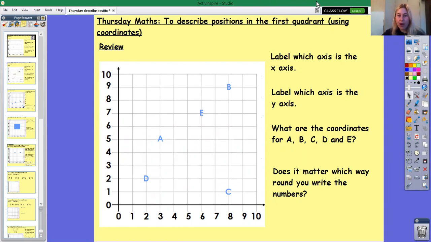So we'll start with the review task, which is a review of coordinates basically. Think back to when you did coordinates, Christmas coordinates, just before Christmas, and think back to your line graphs lessons as well, because that will help you with the axes. Pause the video now and see how you get on.